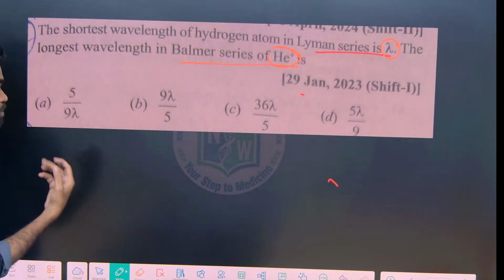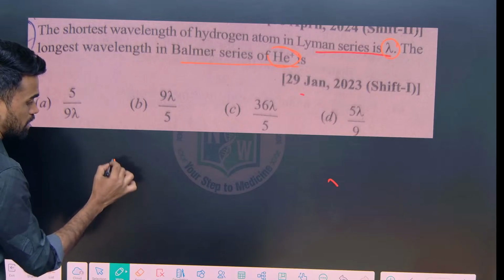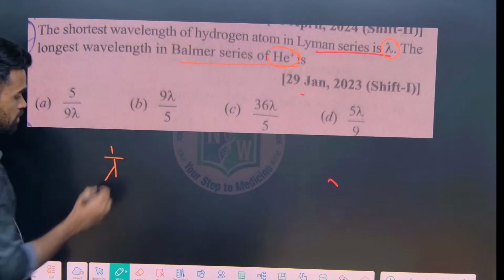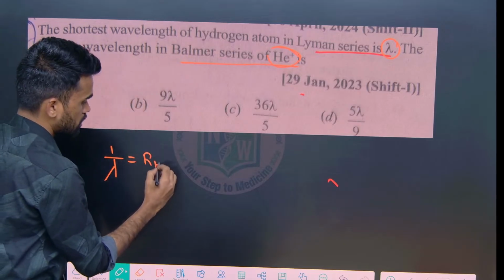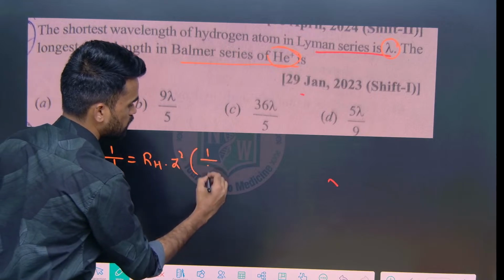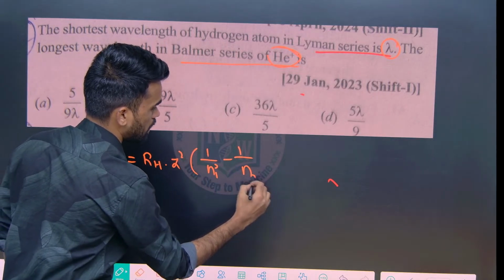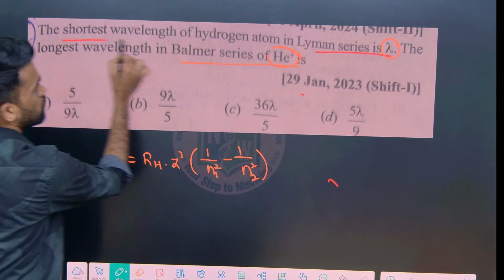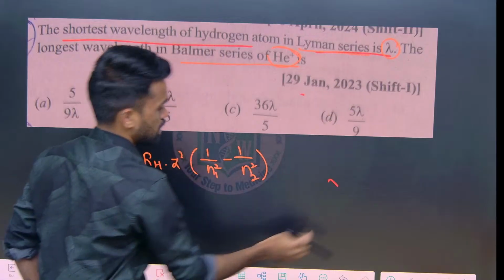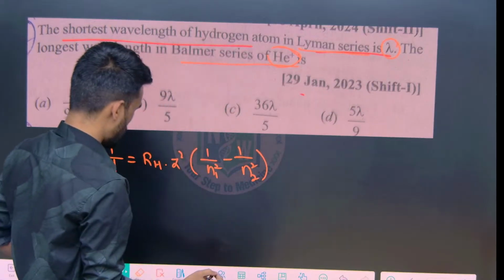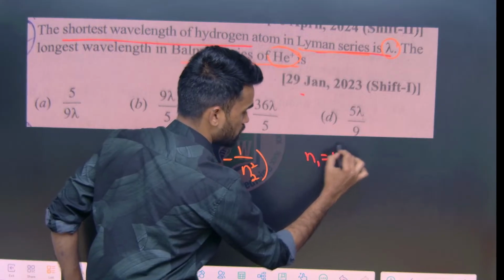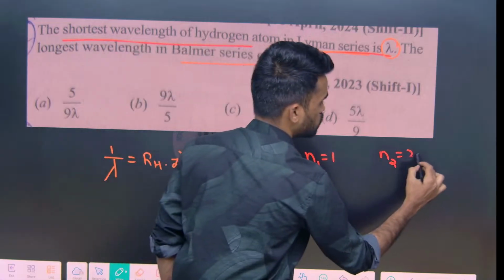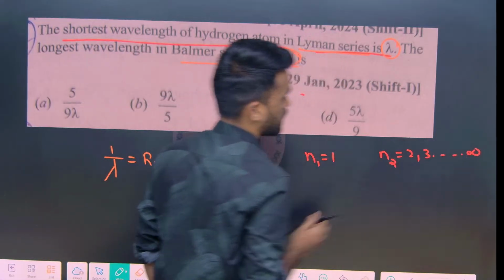What they are saying? Shortest wavelength. What is the Rydberg's equation here? It's 1 by lambda, which is connecting wavelength to the transitions, like 1 by lambda equals RH z square into 1 by n1 square minus 1 by n2 square. This is the formula we can use here right now. So they are saying shortest wavelength of hydrogen atom in Lyman series. See, for Lyman series, what is the transition? So n1 should be 1 and n2 can be any number greater than 1. Okay, it can be 2, 3, and so on up to infinity we can say.